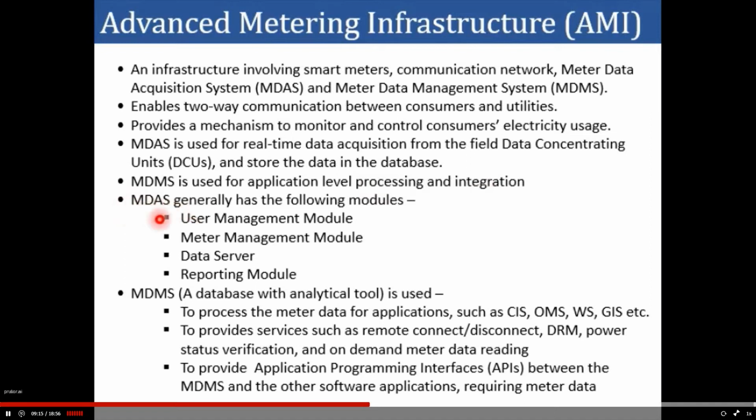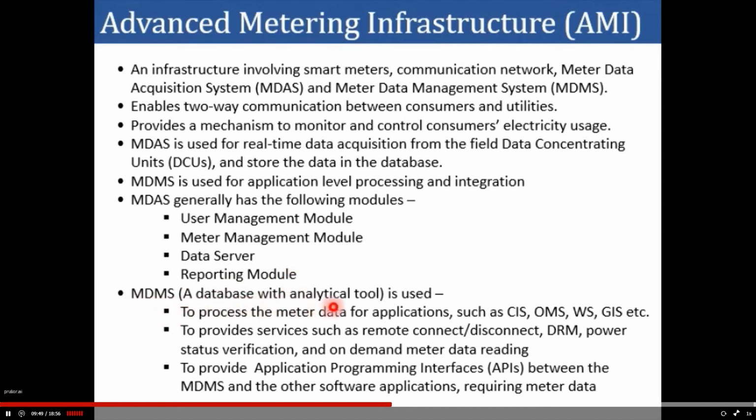Now, what is the role of MDAS? So MDAS has the user management module, then meter management module, data server, and the reporting module. So the user management module is to store the user related information. Meter management module is for registering the meter in the head-end system. Data server is required to store the data of the smart meters, and the reporting module is to generate various reports.